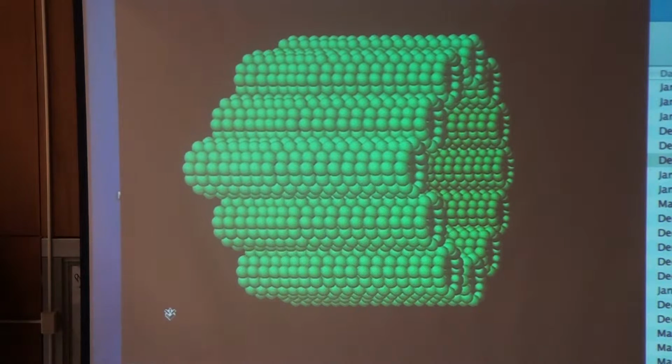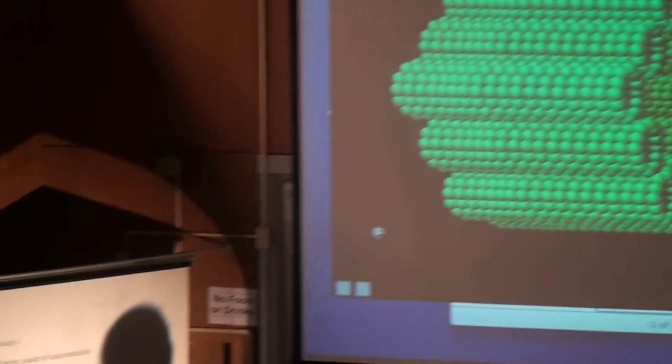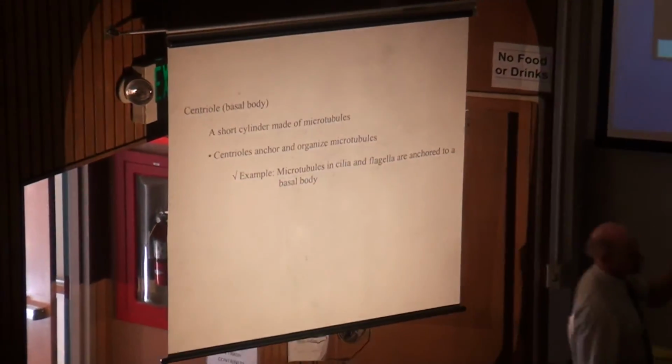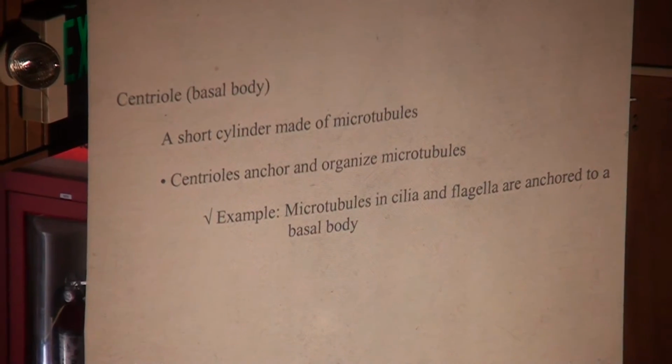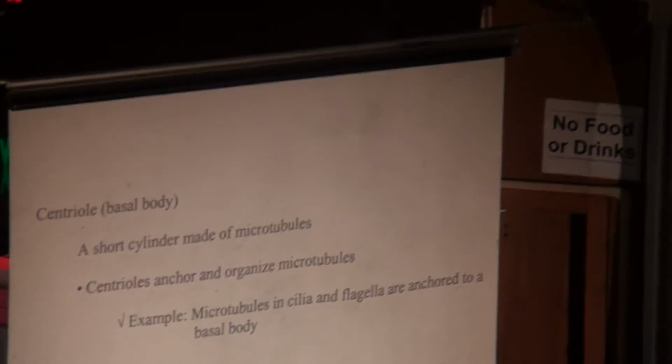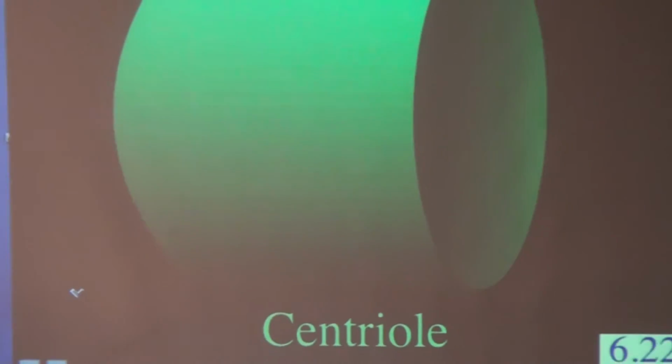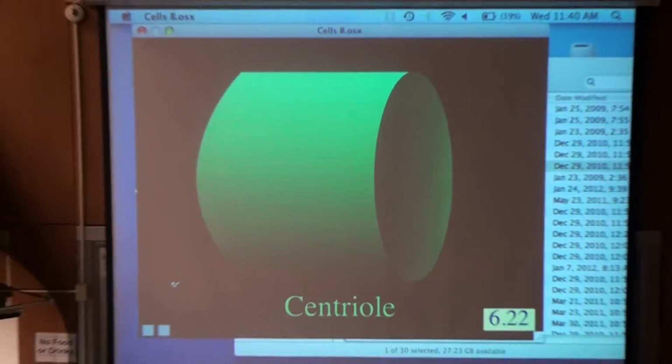A centriole or a basal body. Now, just to simplify my diagram here, instead of showing it like that, I'm just going to show it as kind of a solid cylinder like that. But just bear in mind, it's made out of a ring, a cylinder made out of several microtubules joined together.